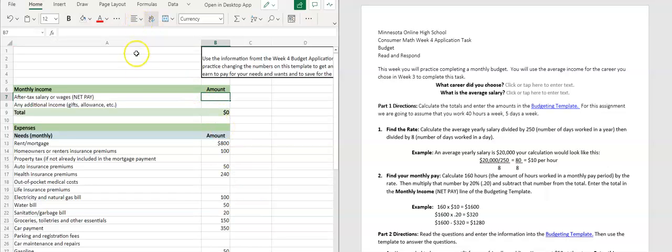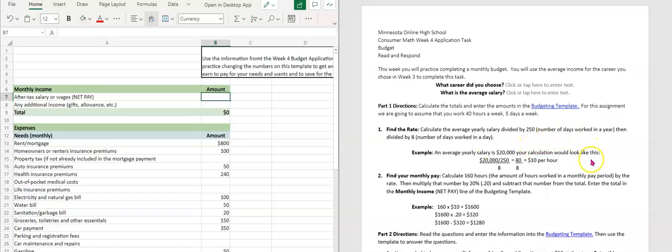On the left side, I have the budgeting template for you to look at, and on the right side, I have your application task assignment. So before you get started with the budgeting template, you need to do a few calculations. You're going to be using the information from the career that you chose in week 3 to complete this task. So you're going to put your career in here again and your average salary.